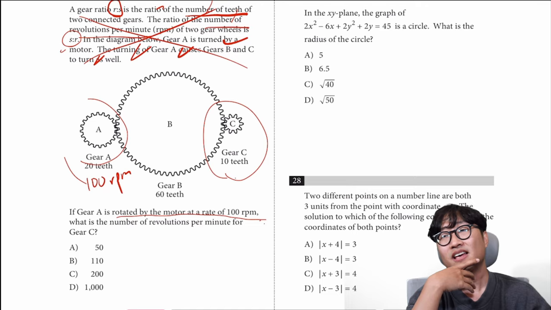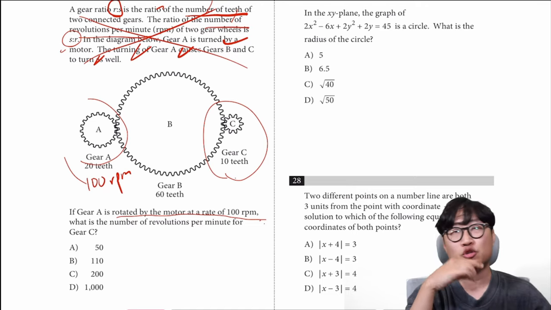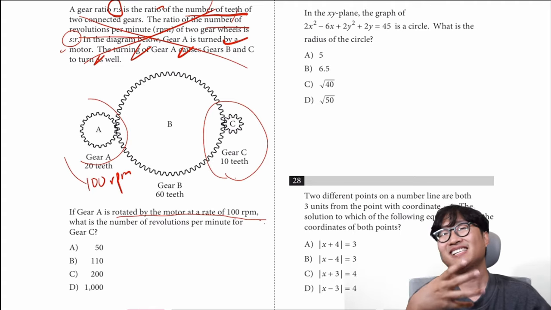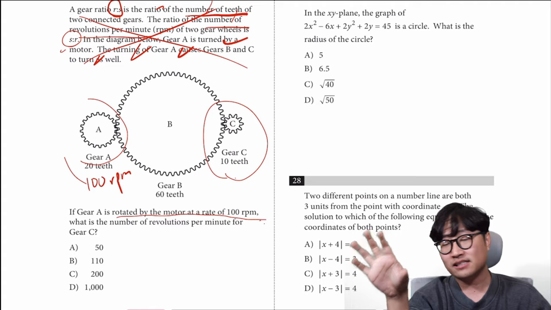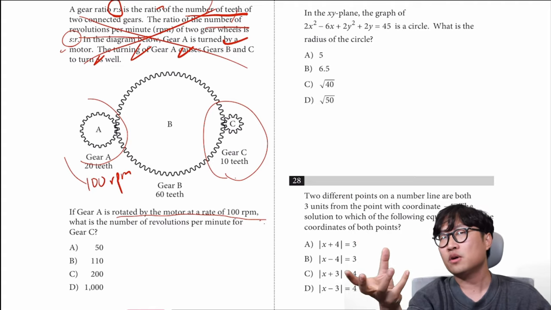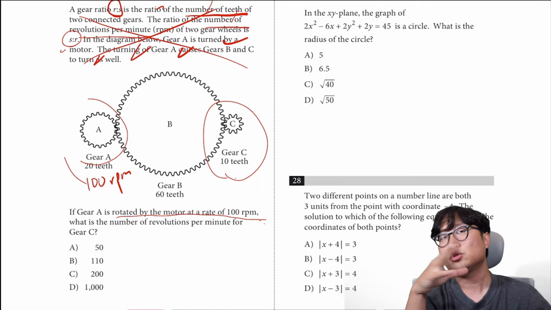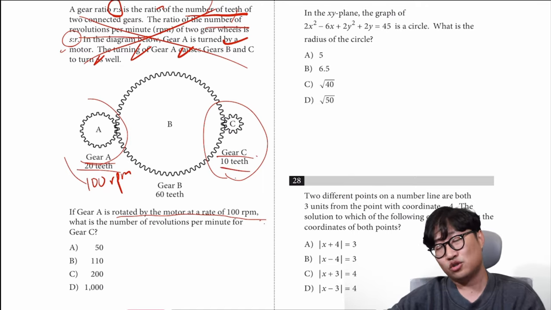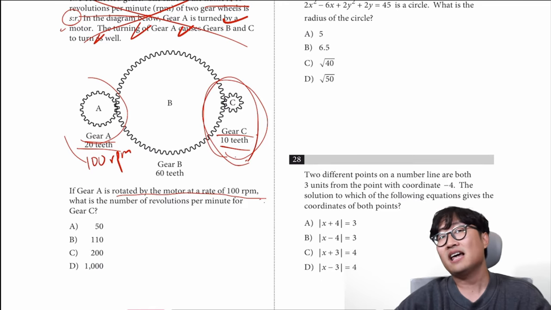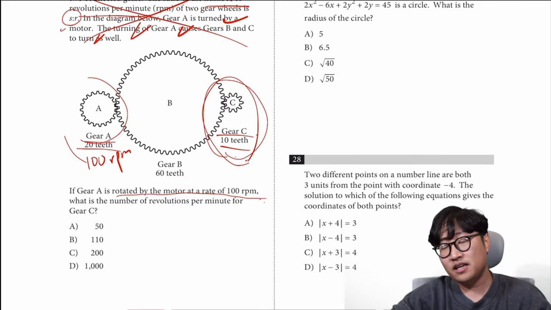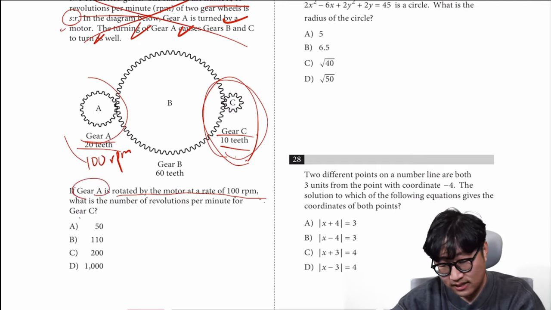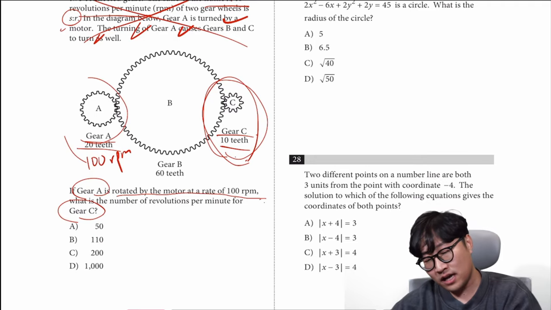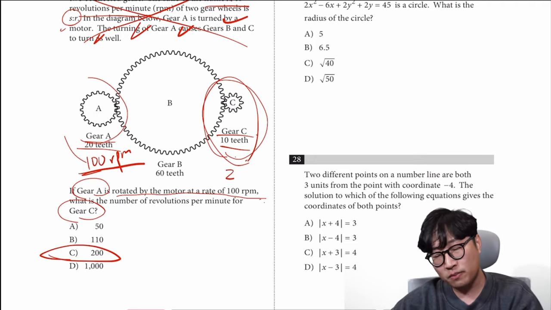It's got 60 teeth. If you just look at the two extremes, it should take way much longer for gear B to make that full rotation, because it's got 60 teeth to go through. Whereas gear C only has 10. So the fewer number of teeth you have, the faster revolutions you're going to get. Gear A and gear C was 20 to 10, so it's a 2 to 1 ratio. C has half the number of teeth as A. So C is probably going to go twice as fast. If you got 100 RPM, it should be 200 RPM for this one.